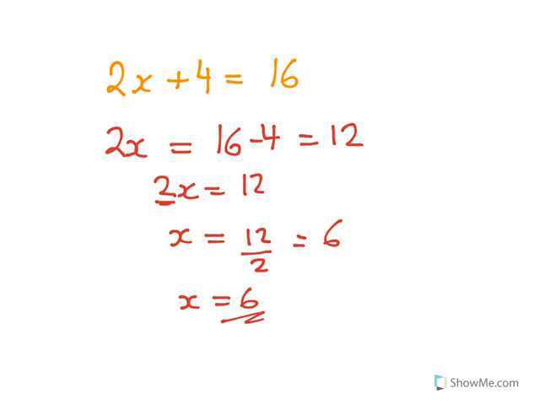Quick check. If x equals 6, then 2 times 6 would be 12. 12 plus 4 would give us 16. Yes, 2 times 6 plus 4 does equal 16. So we've got a little check there too.